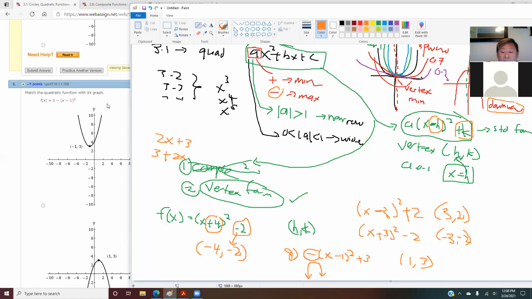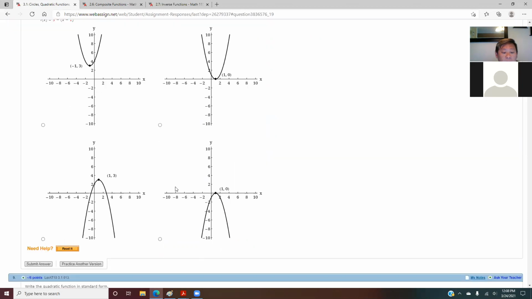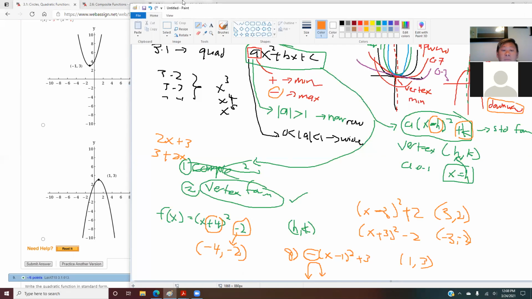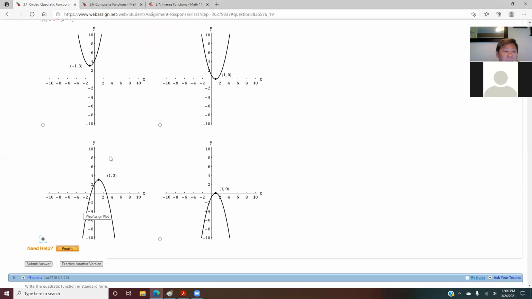So which one is your answer in this case? The bottom. Left or right? The bottom left. Yep, the bottom left, because 1, 3 is the vertex, and the negative is the one that makes it open downwards.